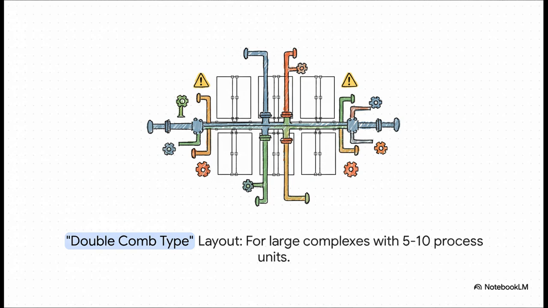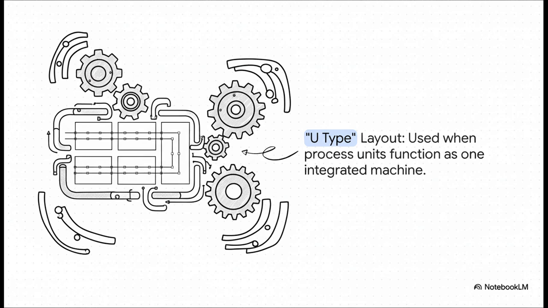Here, you've got units branching off both sides of that main central rack. It's a super efficient way to organize a ton of different processes that are all being fed from one central corridor. But what if your process units can't be shut down separately?